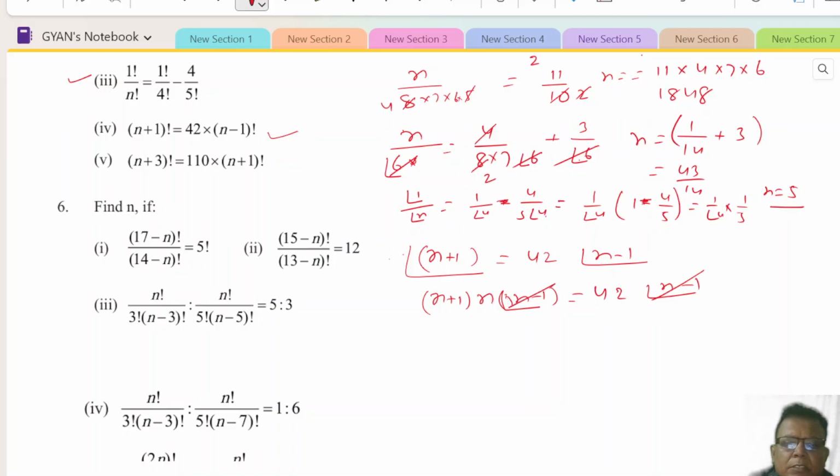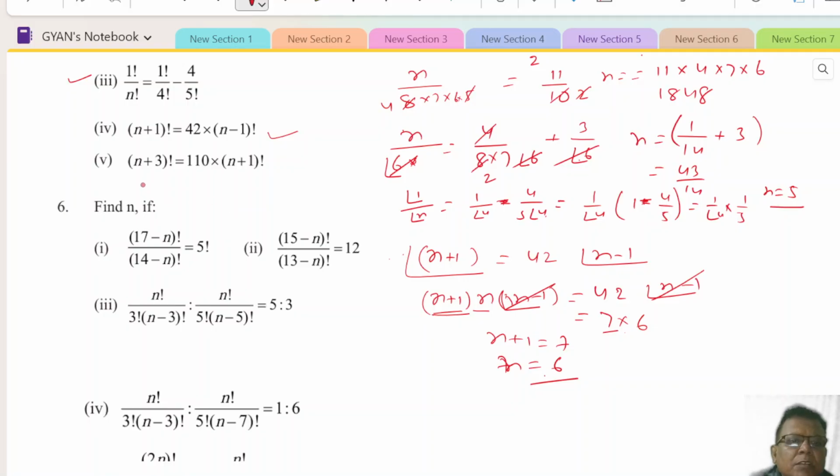So this cancels. Now this is consecutive numbers. So 42 can be written as 7 into 6. So this is bigger and this is also bigger. So n plus 1 is equal to 7. So n is equal to 6.